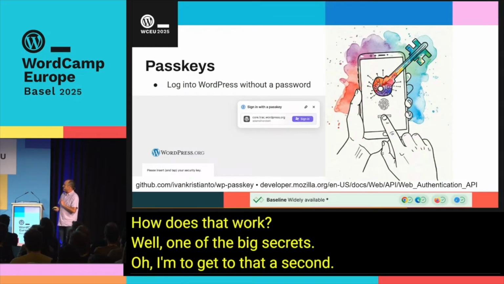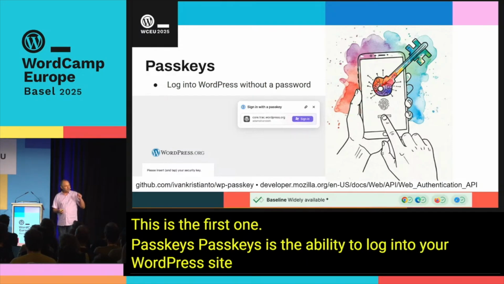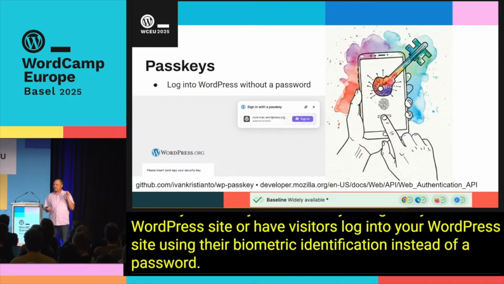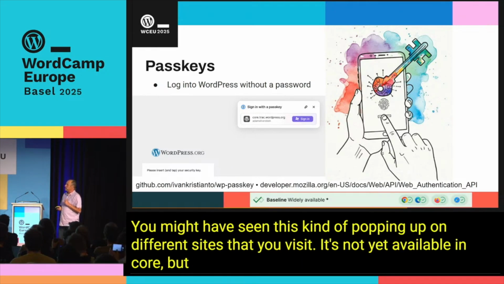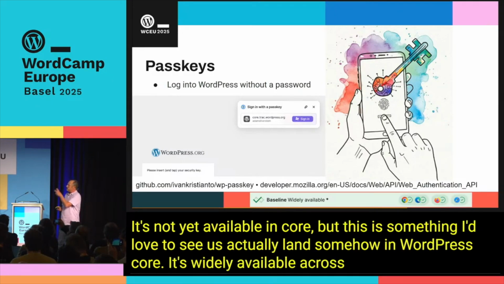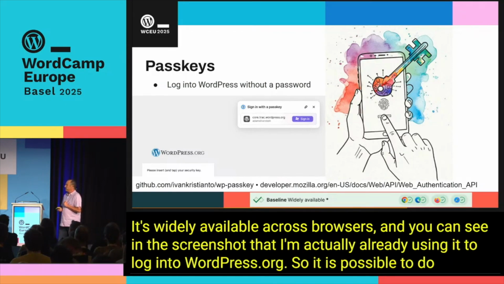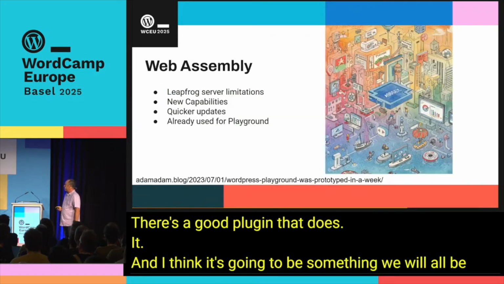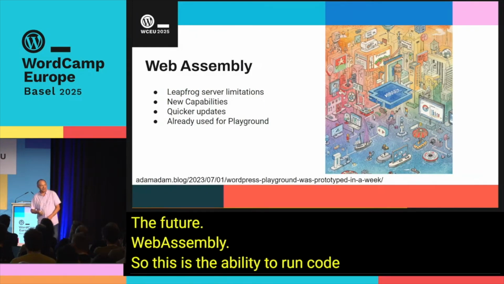This is the first one, passkeys. Passkeys is the ability to log into your WordPress site or have visitors log into your WordPress site using their biometric identification instead of a password. You might have seen this kind of popping up on different sites that you visit. It's not yet available in Core, but this is something I'd love to see us actually land somehow in WordPress Core. It's widely available across browsers, and you can see in the screenshot that I'm actually already using it to log into WordPress.org. So it is possible to do it today. There's a good plugin that does it, and I think it's going to be something we will all be using in the future.